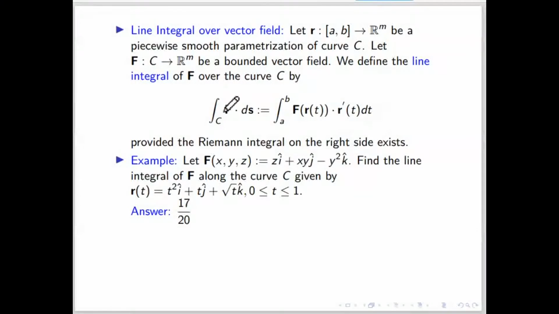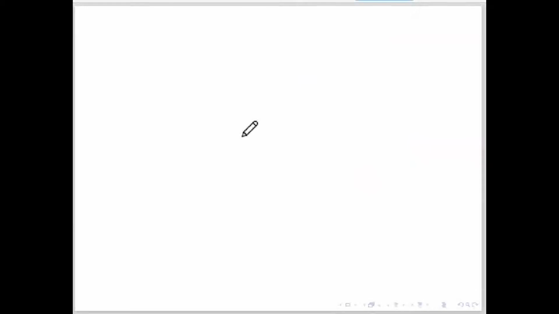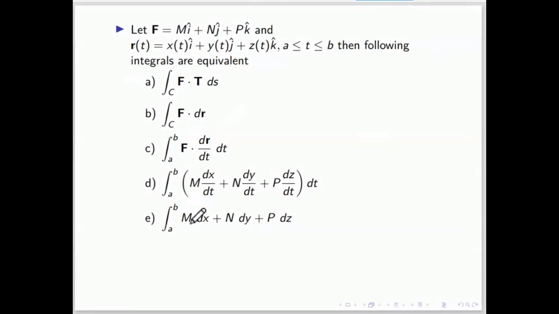So today we'll see the equivalent forms of this line integral in a vector field. So these are the equivalent forms, all have the same meaning. So suppose you want to calculate the line integral, if you calculate this part E or part A, all will give the same answer. So I will prove all are same.